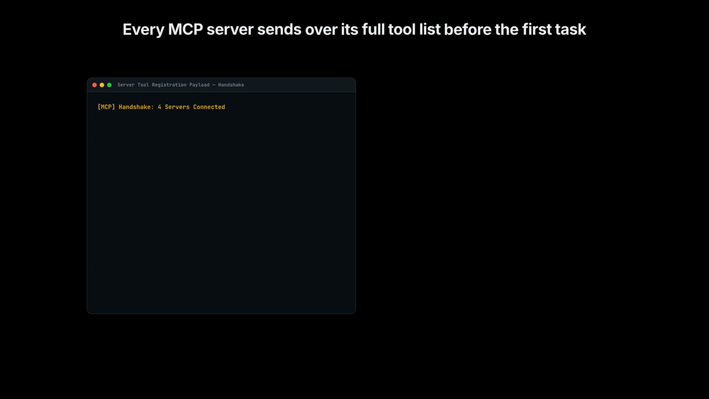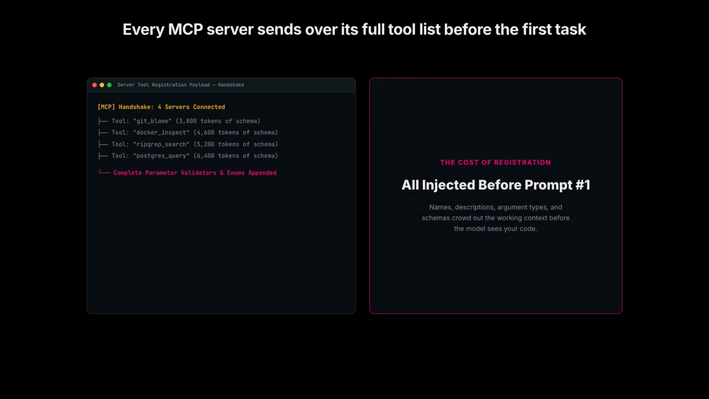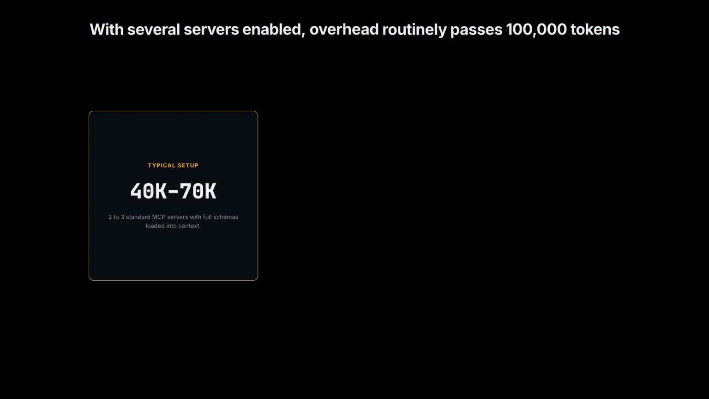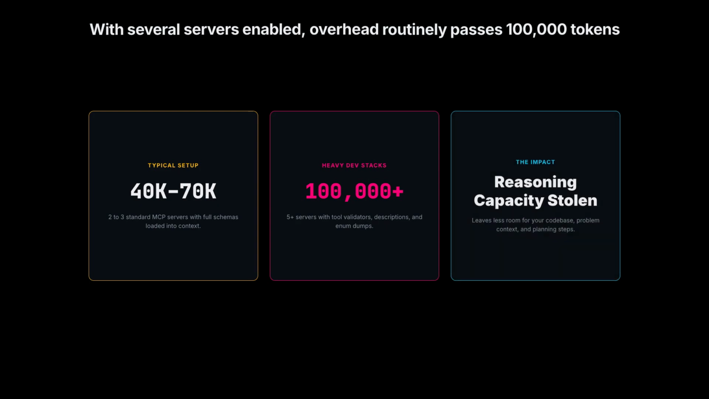When a fresh agent session begins, every MCP server sends over its full tool list. Each tool arrives with names, descriptions, and argument schemas. All that enters the model's context before the first task. With several servers switched on, this overhead adds up fast. Real sessions commonly burn 40 to 70,000 tokens on nothing but schemas. Heavy setups pass 100,000. They eat the reasoning your task deserves.